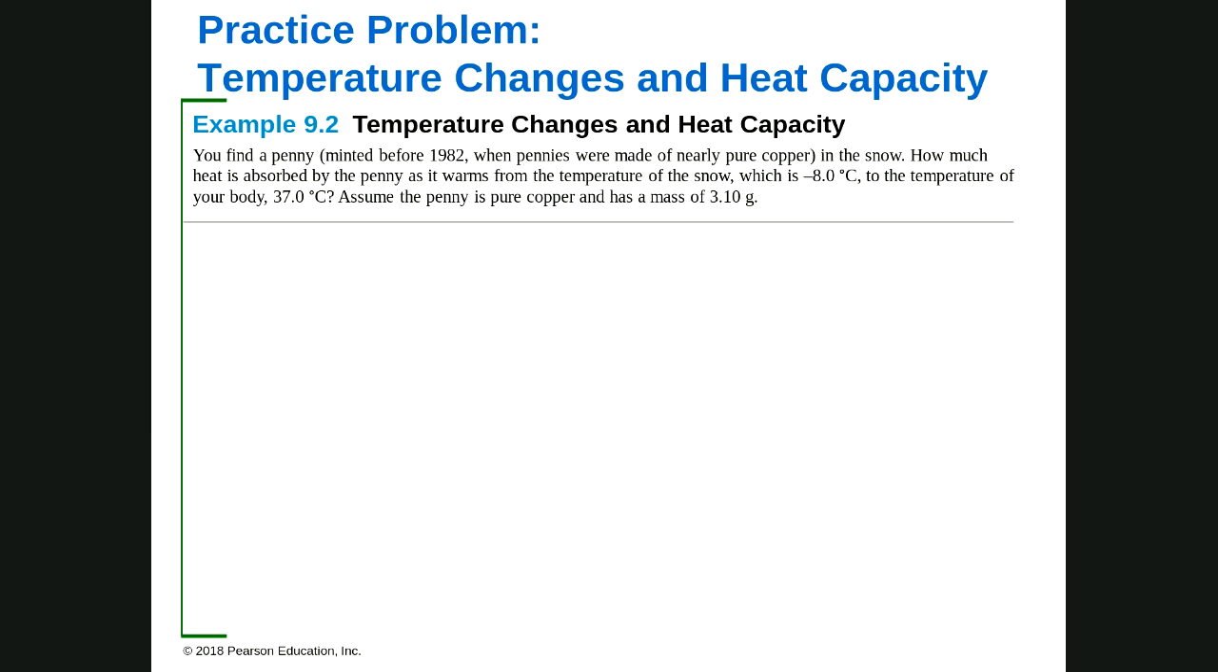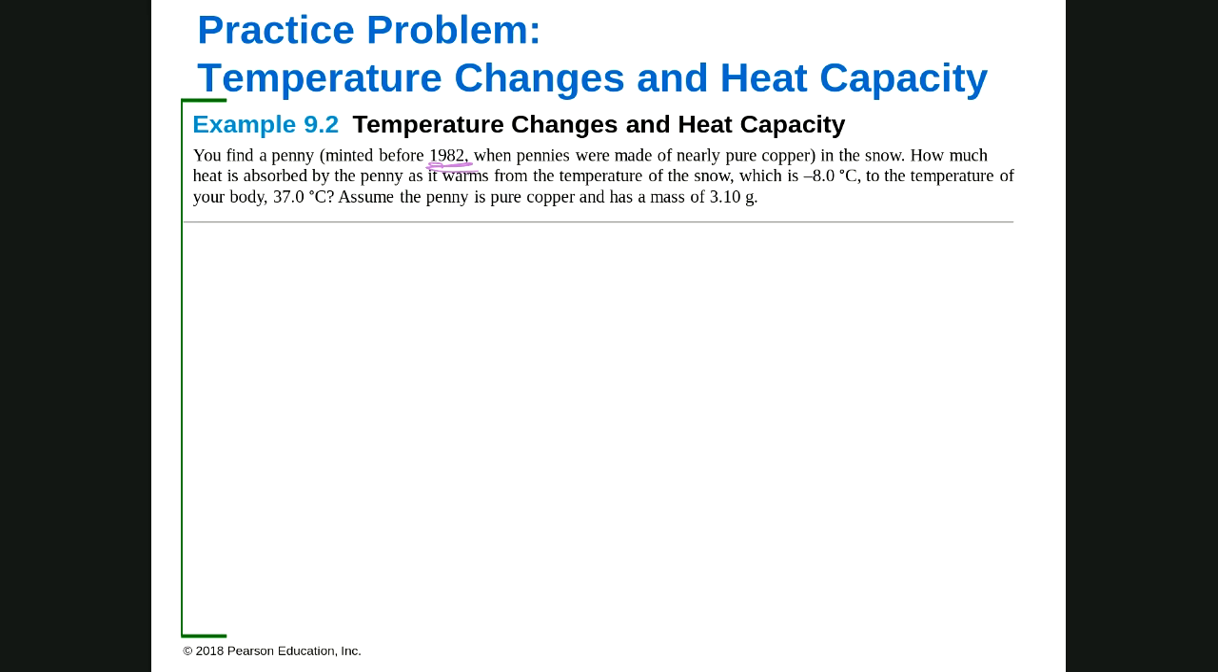So the first question we have here, I like this question because, number one, it talks about pennies and how they're not made of copper anymore, but also it's something that you may have done. You find a penny, and we have to say it's minted before 1982 because that's when they were copper. Now they're just kind of painted copper color.